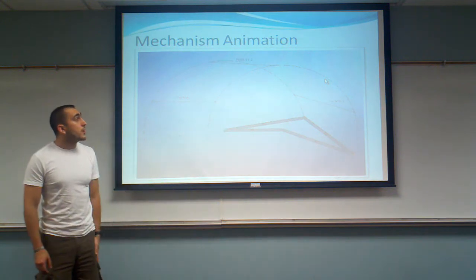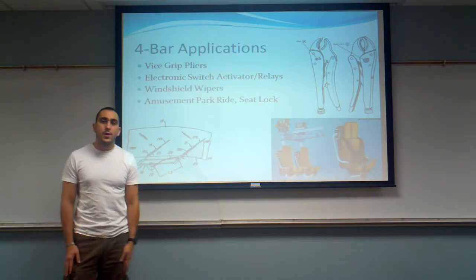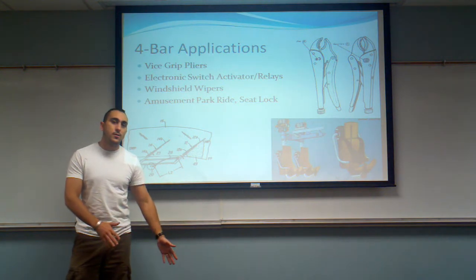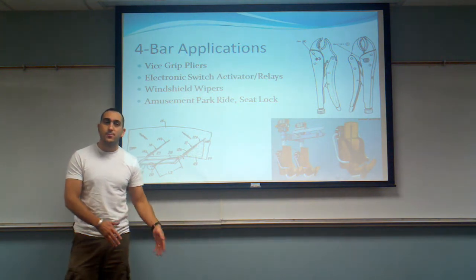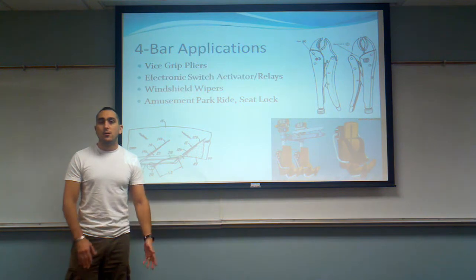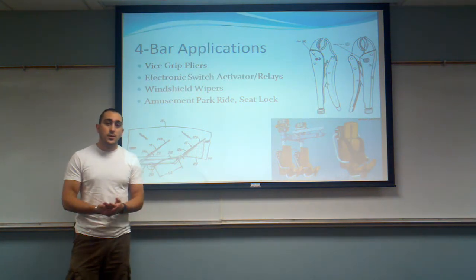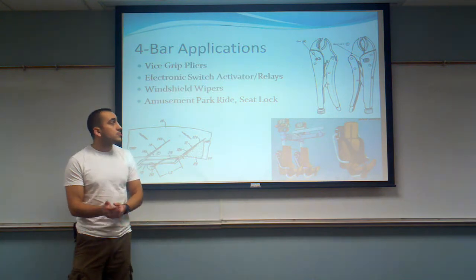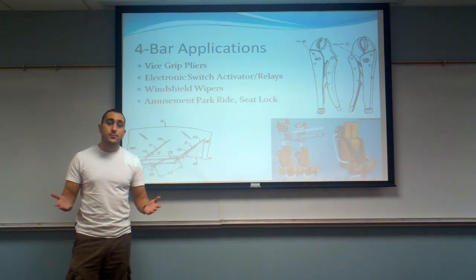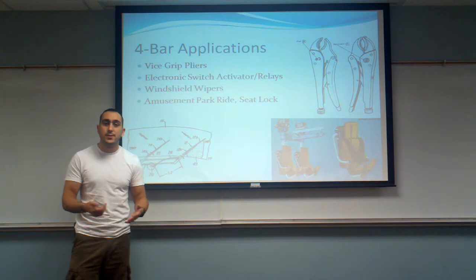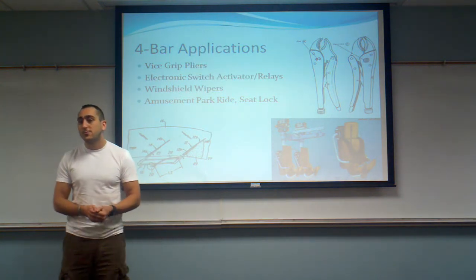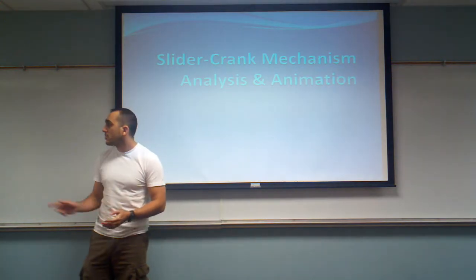These types of 4-bar mechanisms have a wide range of applications, from the real mundane and everyday objects like vice grips and windshield wiper linkages, all the way to the more bizarre, such as activators for electronic switches or relays, and even to go so far as locking mechanisms for the seats in roller coaster and amusement park rides. Next, I'll guide you through the kinematics for the slider crank mechanism. Here is Jose.